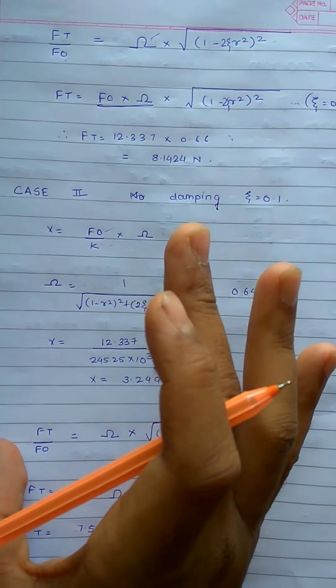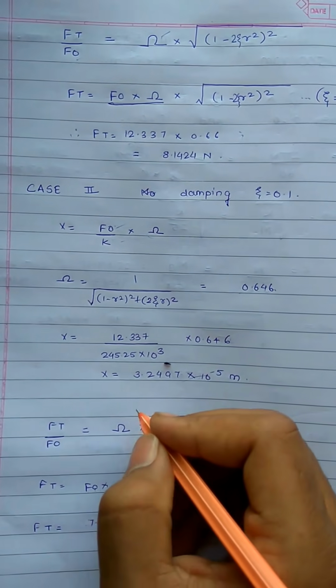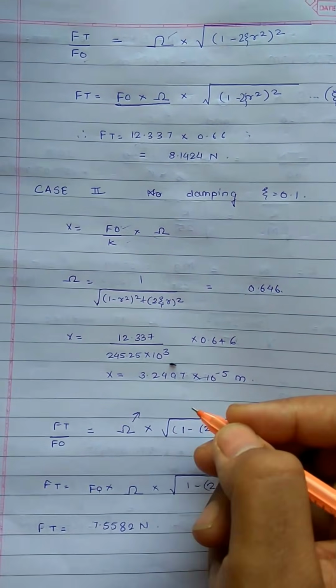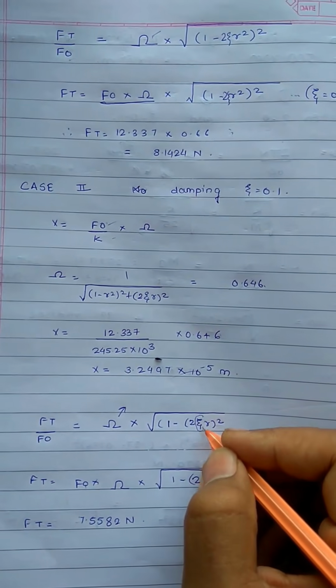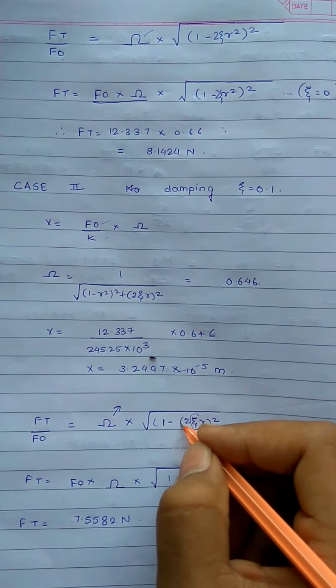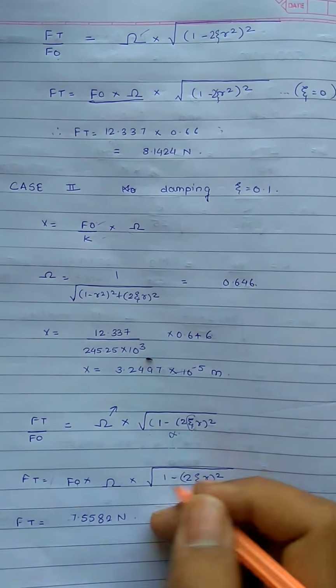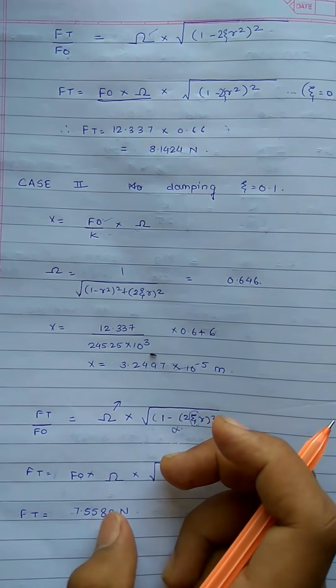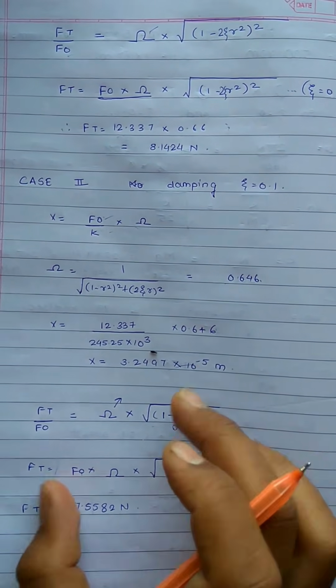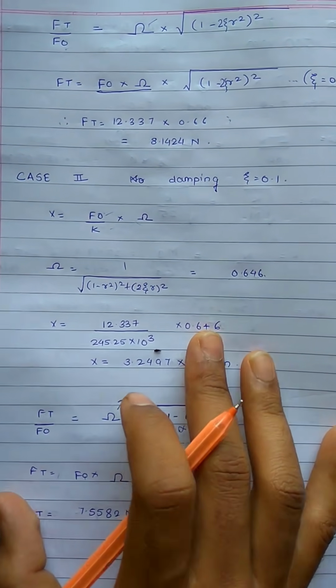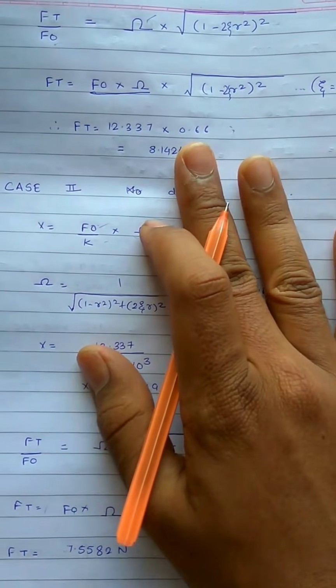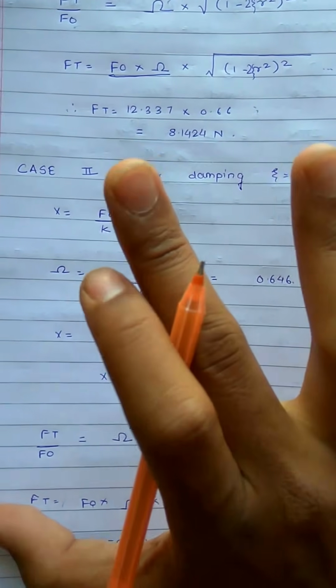Next will be the transmission of the force, that is Ft. You can again find out, you have found out this term 0.646, and here you have to put 0.1 because it was 0, so this term got cancelled in the last case. Putting all the answers, you get Ft is equal to 7.5582 Newton. So this is all about forced vibration, in which you have found out the transmissibility of force and the amplitude from the given data.